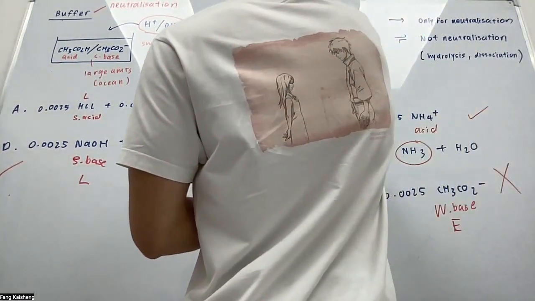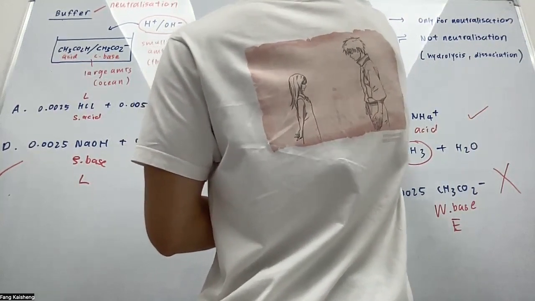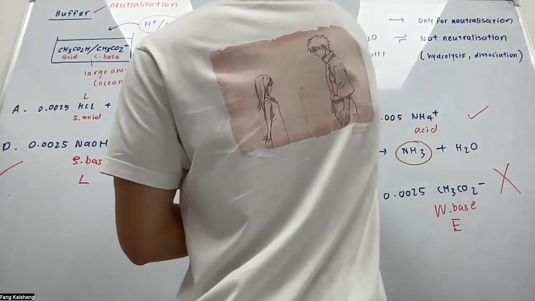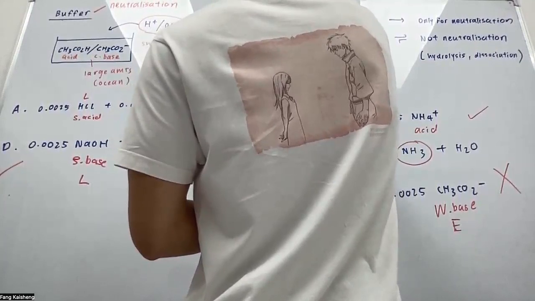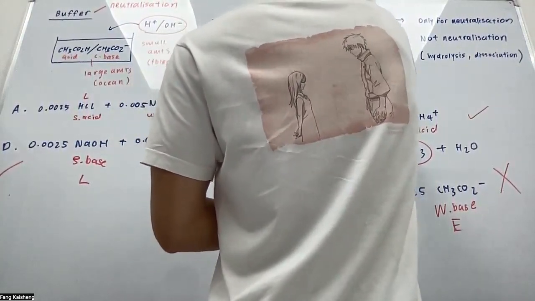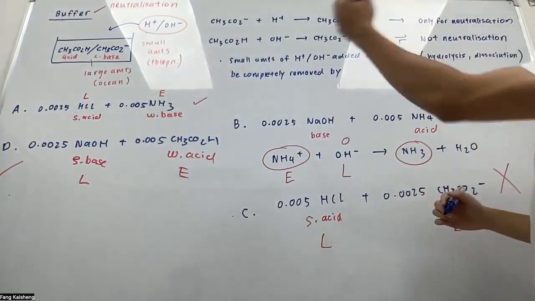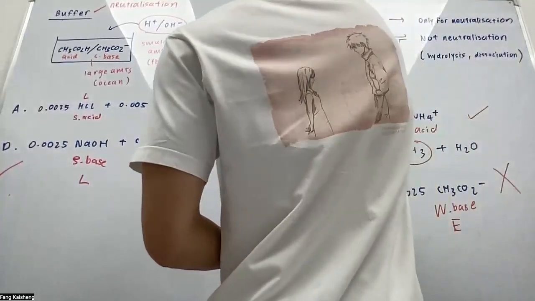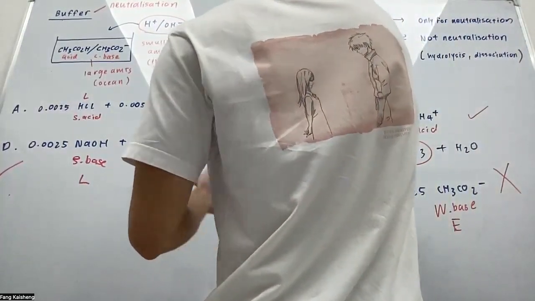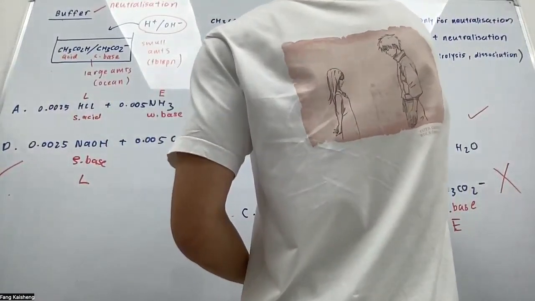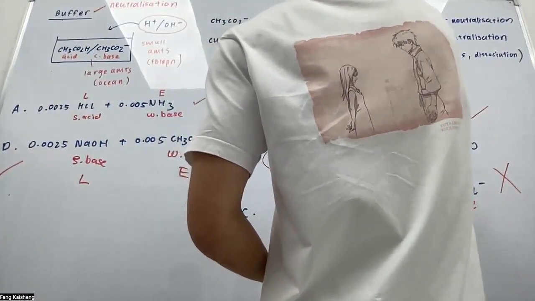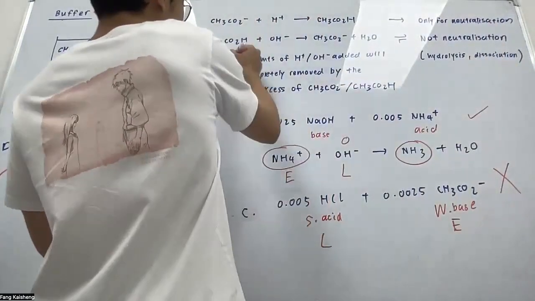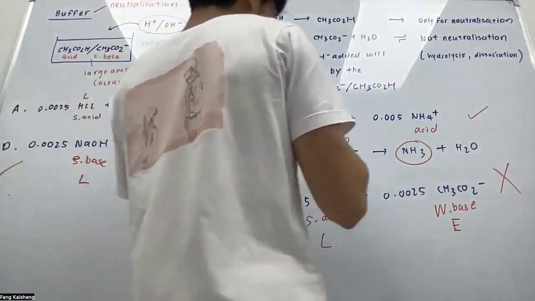So this is the phrasing. The small amounts of H plus or OH minus added will be completely removed. The word completely removed suggests very, very small amounts. Completely removed by whom? By the existing species in the buffer, completely removed by the large excess. That's how we can express the idea of the ocean. Large excess of CH3CO2 minus or CH3CO2H. Highlight keywords: small amounts, completely removed, large excess.